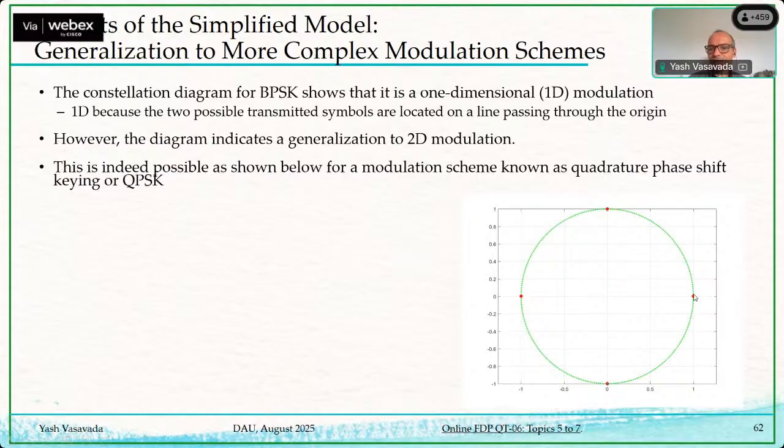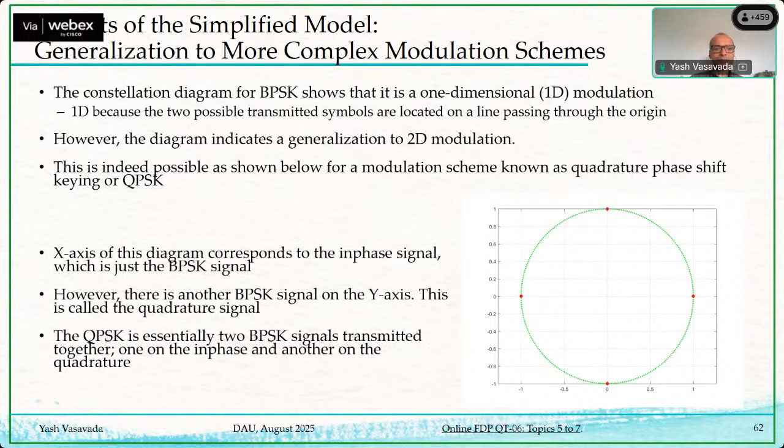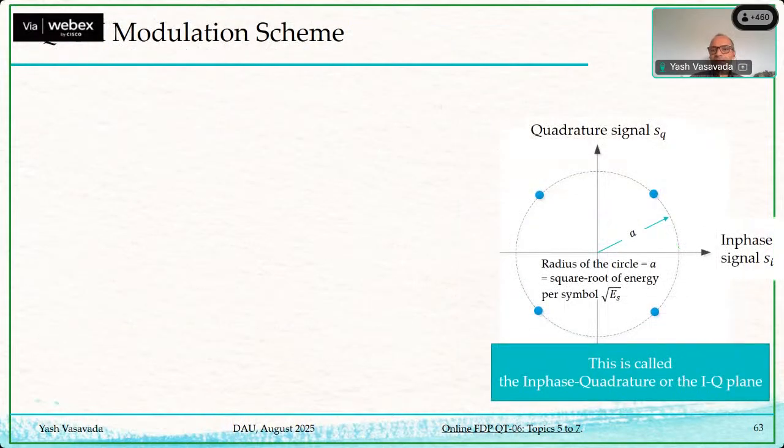So for BPSK, we had two symbols at +1 and -1, let us say, if A is equal to 1. For QPSK, similarly, there is +J and -J, assuming again that A is equal to 1. This is known as quadrature phase shift keying. The x-axis is the same as BPSK, but now there is another BPSK on the y-axis. And they together make SI plus J SQ. The radius of the circle again is the same as square root of the energy per symbol.